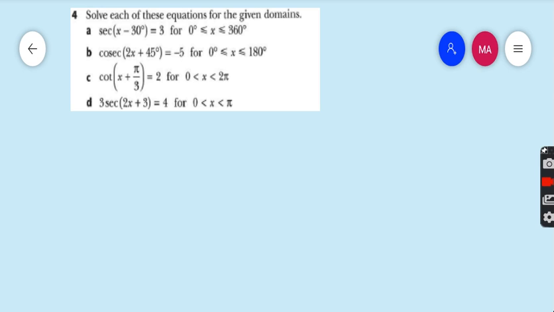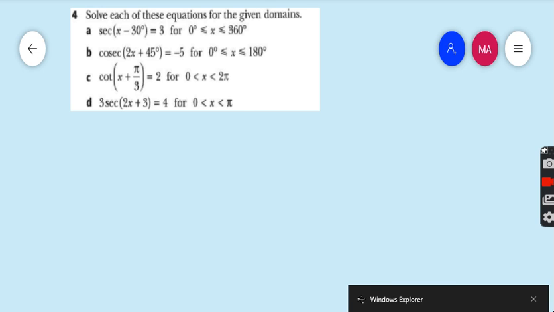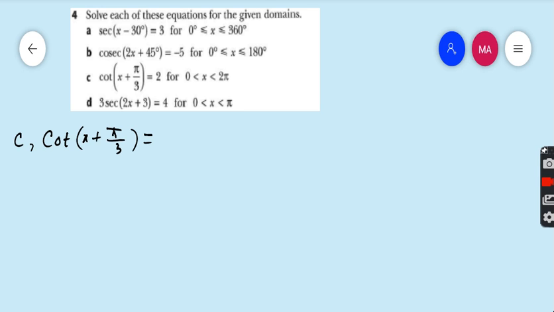What is part C? Part C is cot of x plus pi by 3 is equal to 2, and the domain is given x from 0 to 2 pi.